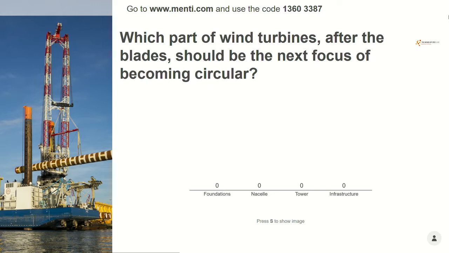The question is, which part of the wind turbines after the blades should be the next focus of becoming circular? That's of course given the fact that, with what David presented to us, the blades are more or less covered. So we have a tick in the box there. Still, it has to be incorporated in the whole system and the whole life cycle planning of wind farms. So let's have a look at the outcome so far.